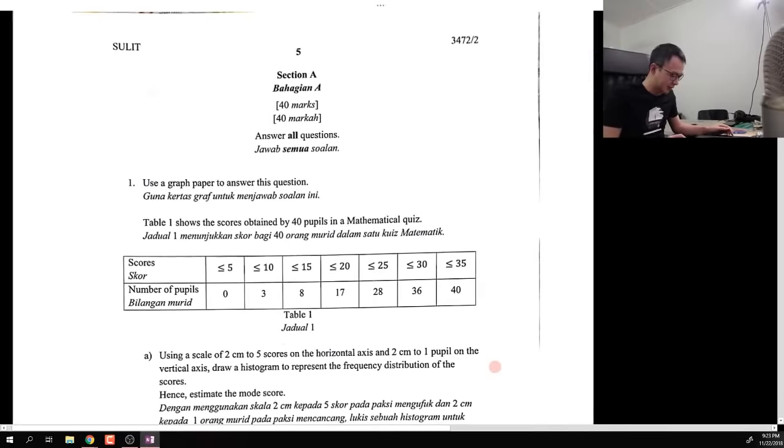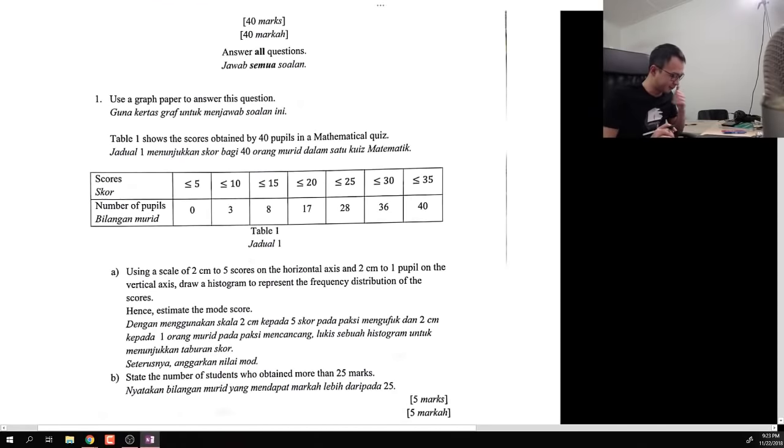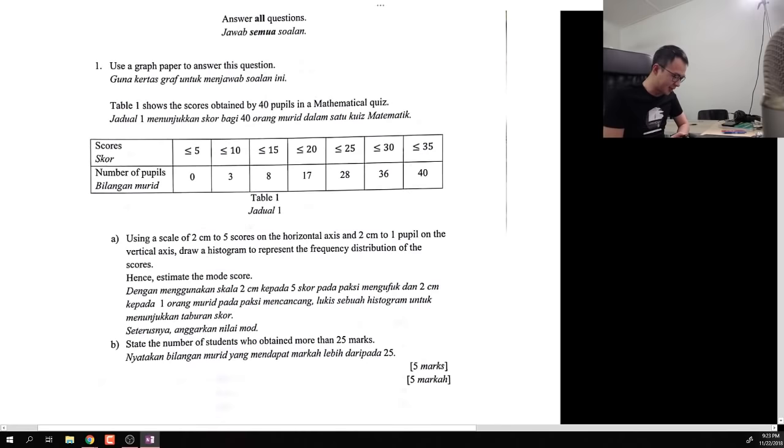Alright, let's go to question number 1 here. Basically, you have to use the graph, and they ask you to draw a histogram, using the scale 2 cm to 5 score on the horizontal axis and 2 cm to 1 pupil on the vertical axis. Draw a histogram representing the frequency of the score and estimate the mode score. I'm not going to draw this question, but I will teach you a little bit how to do this one.